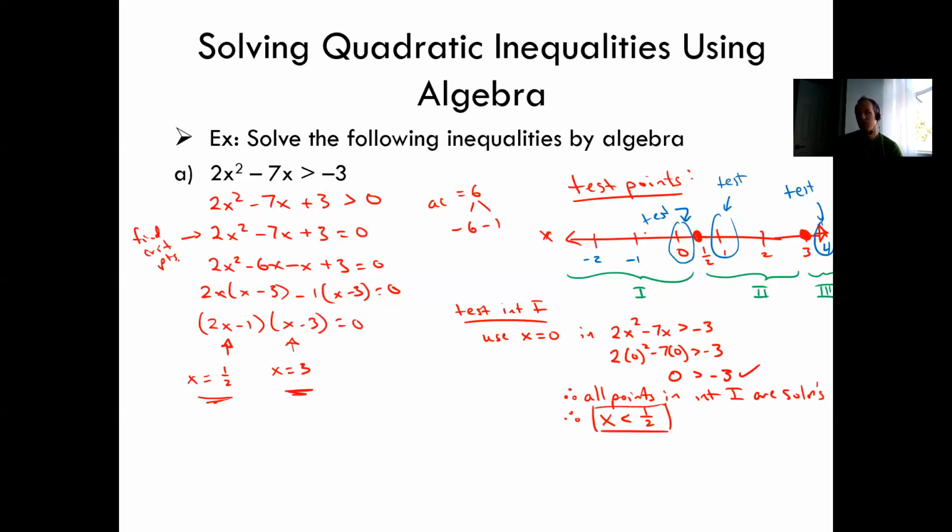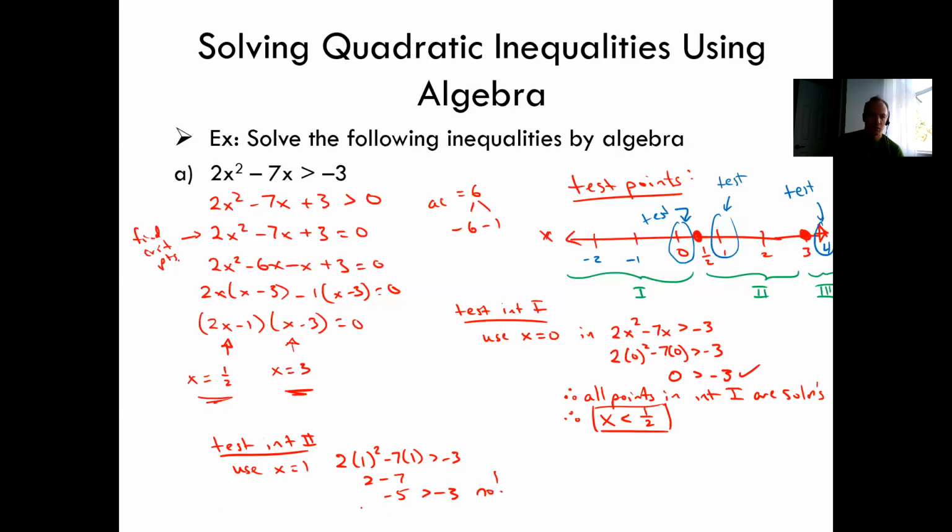Now, it's not enough to just test interval 1, because you've got to test 2 and 3. So let's actually test interval 2. I suggested using x is equal to 1. So a little quicker here, we'll just go through 2 times 1 squared minus 7 times 1. Is that greater than -3? So what's that? 2 minus 7, that's -5. Is it true that -5 is greater than -3? No. Therefore, maybe I shouldn't use an x because I'm using x's everywhere, but this is not true.